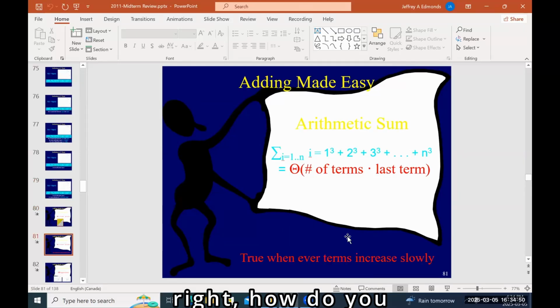All right. How do you add things? Well, here the terms are just growing up, kind of like a polynomial, right? And so the middle term is more or less within a constant of the last term. And so the sum is within a constant of the number of terms times the last term, right? That's good to know, right? It's for any sum where the terms grow kind of polynomially, right?